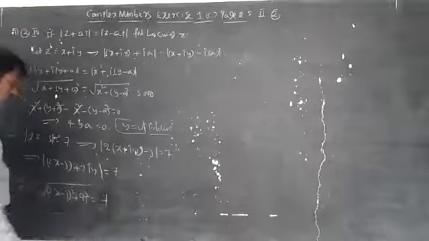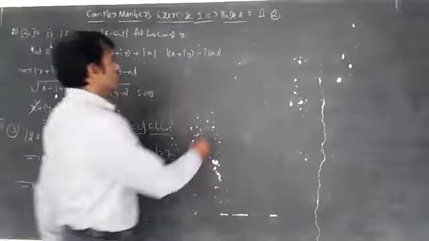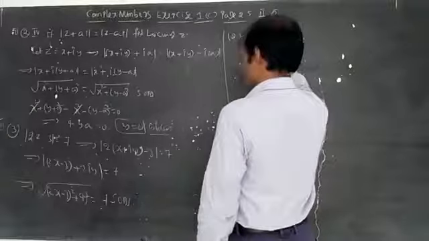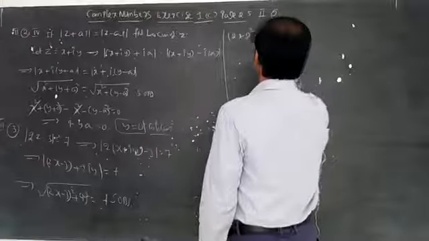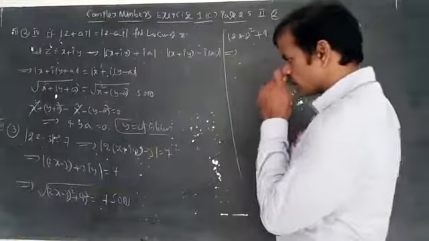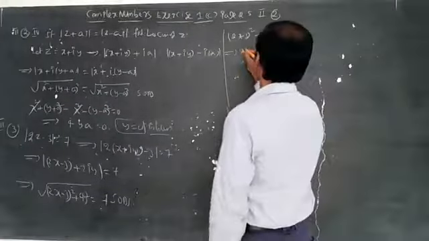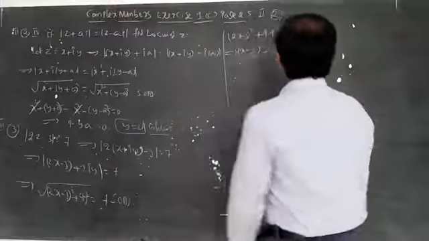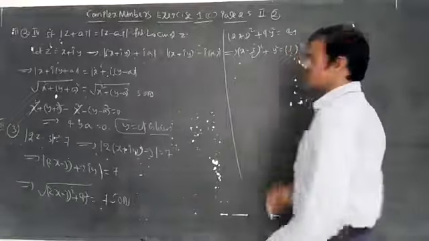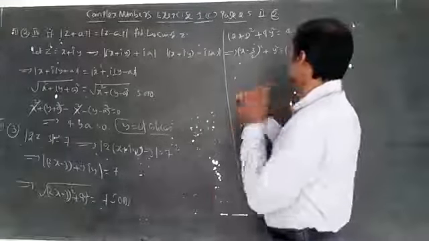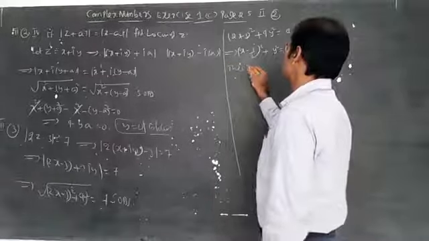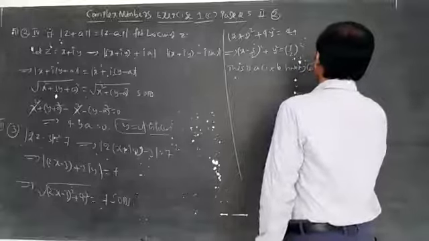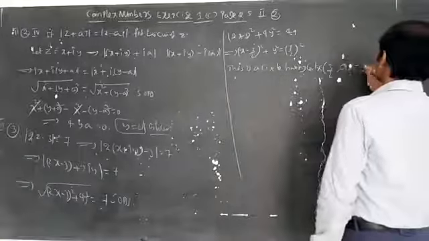Equal to 7. By squaring both sides, we can write here (2x minus 3) whole square plus 4y square is equal to 49. If we take 2 common and write 7 by 2, it is better. You can write x minus 3 by 2 whole square plus y square is equal to 7 by 2 whole square. This is the circle having center (3 by 2, 0) and radius 7 by 2. This locus is a circle having center (3 by 2, 0), radius r is equal to 7 by 2.